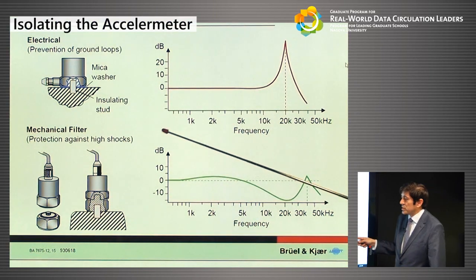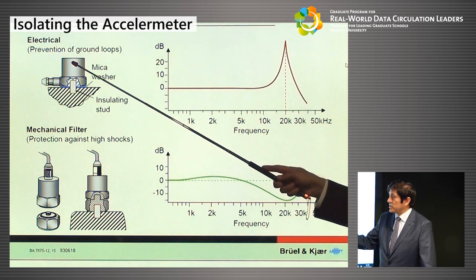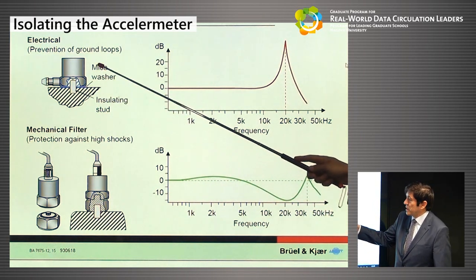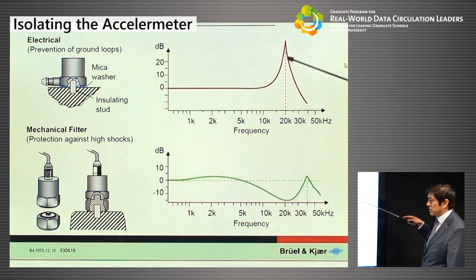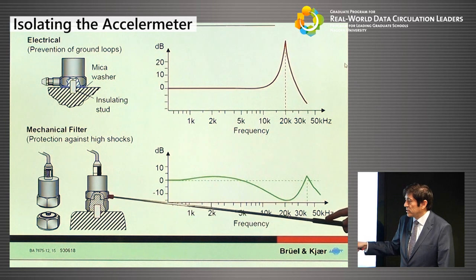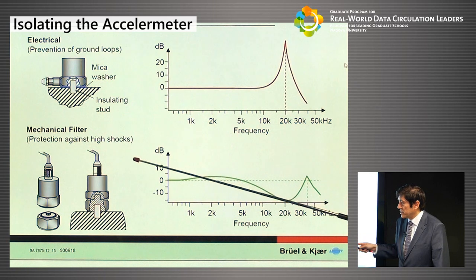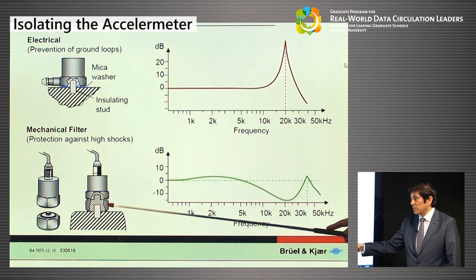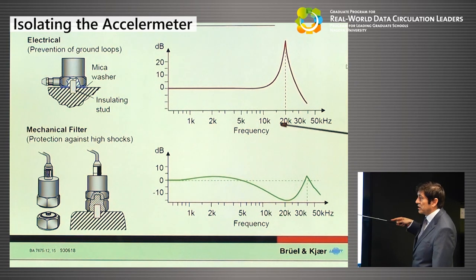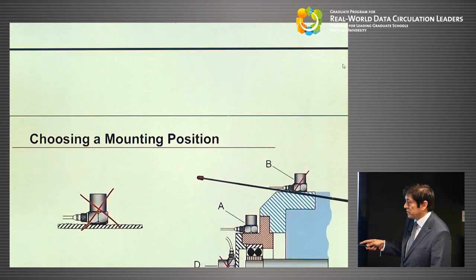On the other hand, sometimes the component may be hot. So if we attach the sensor, we use a washer. We use either a MUGAN washer, so you will have such a curve, or sometimes we use a mechanical filter, as you see here, to protect against high shocks. Using such a mechanical filter may cause deviation in frequency response, so we should be careful when we mount a sensor to a location to measure the frequency.